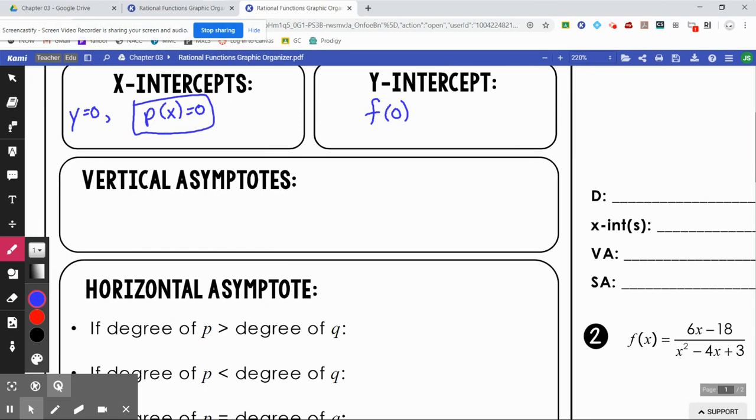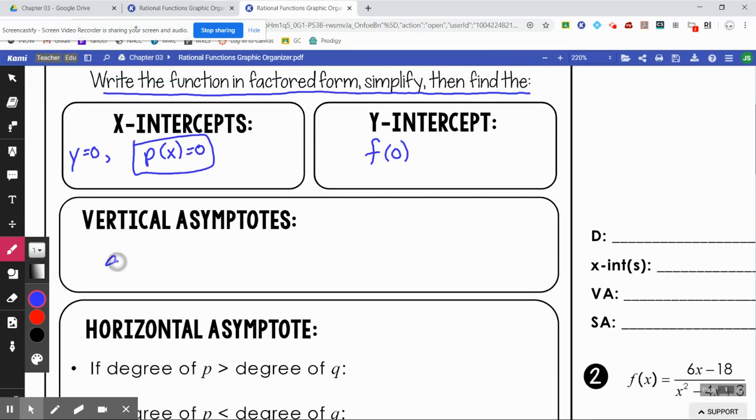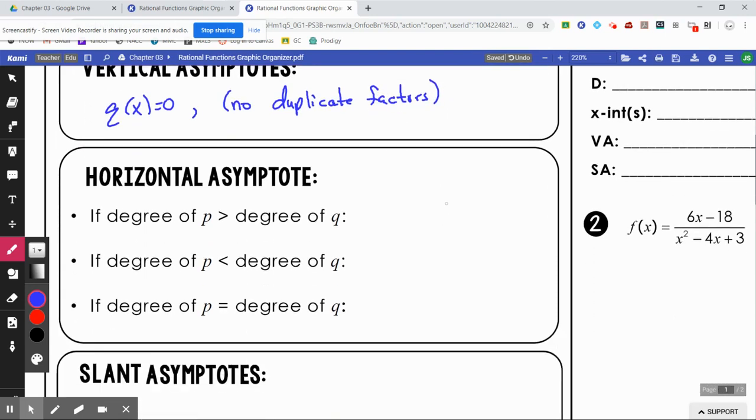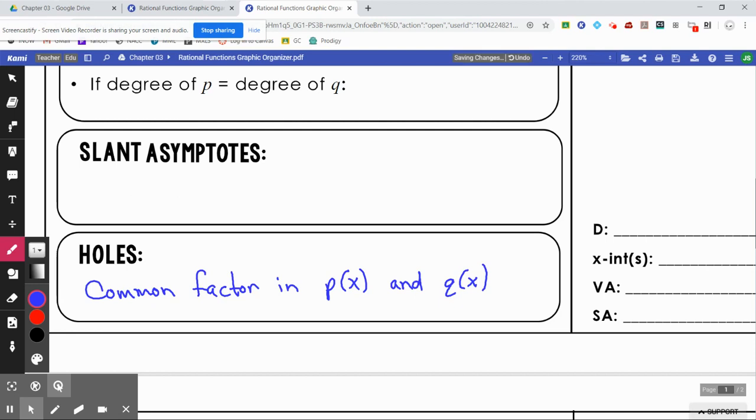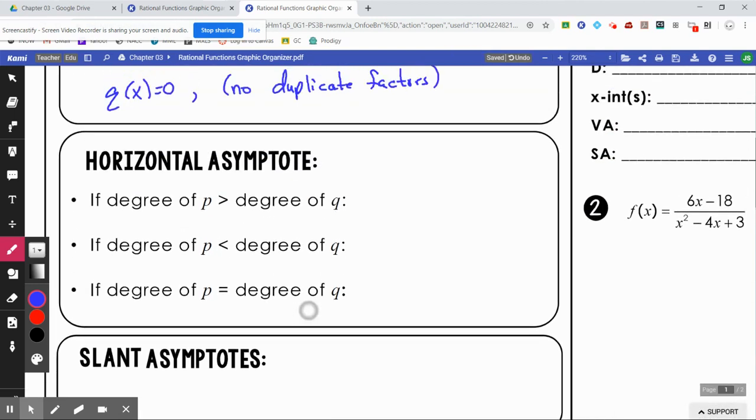Next, you can find the vertical asymptotes by setting the bottom equal to 0, anywhere you have discontinuity. However, this is when you have no duplicate factors, meaning there's not a factor that's on top and bottom. Now, let's go ahead and write that down. If there's a factor on top and bottom, that's where you have a hole. So I'm going to put that's where you have common factors in p of x and q of x. Now let's scroll back up.